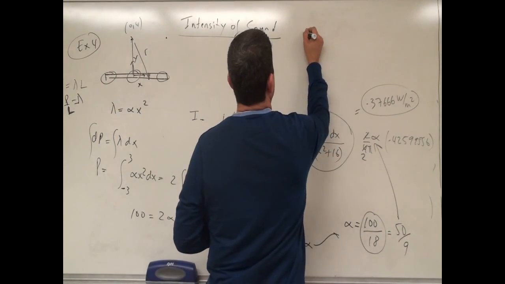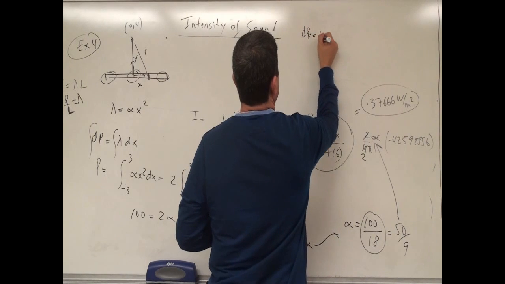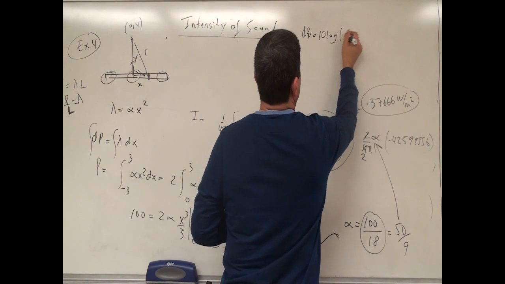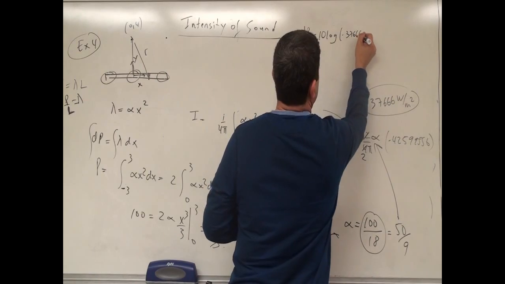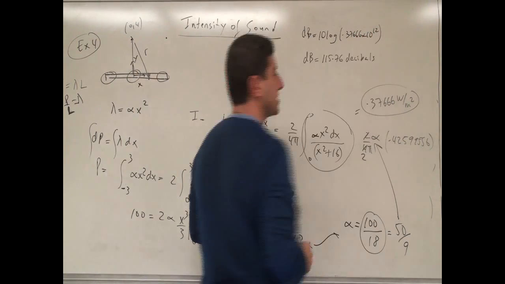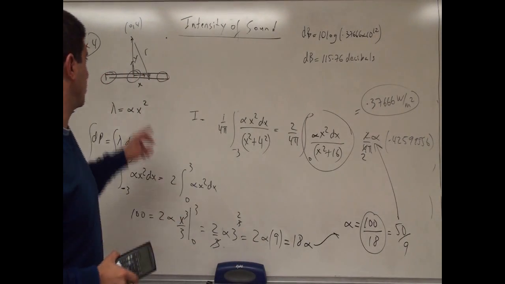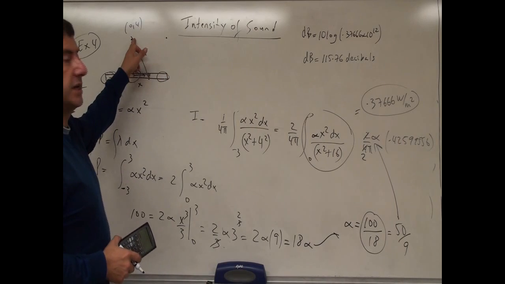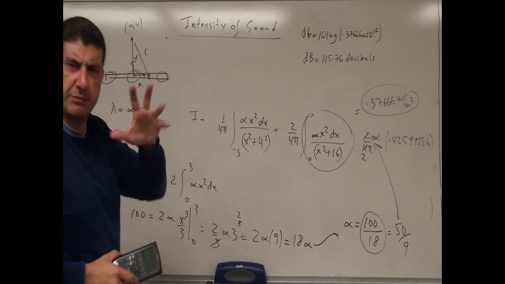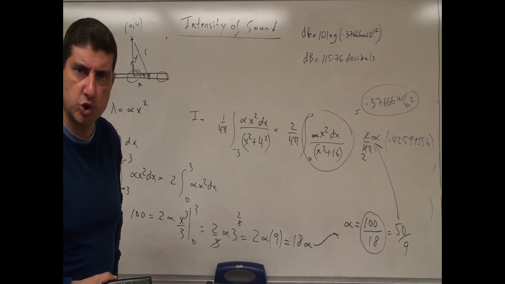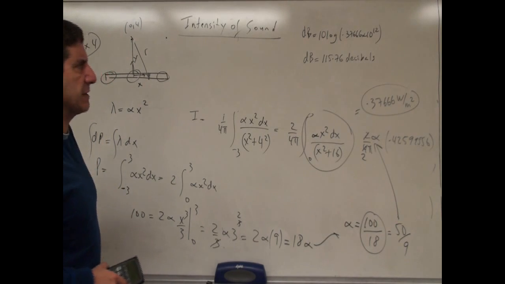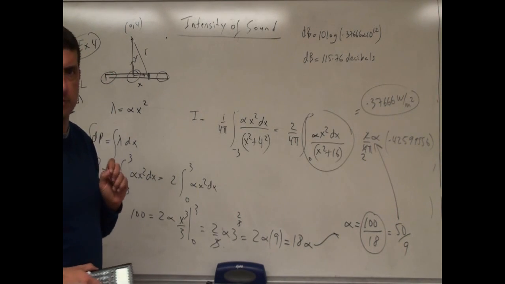Okay, so then you have dB is equal to 10 log of 0.37666 times 10 to the 12th. Is it smaller or bigger than the previous case? Well, in the previous case, it was a uniform rod, and the answer in the middle came out, I believe, something like 116 decibels, so it came out louder. This one came out a little bit less loud, right?